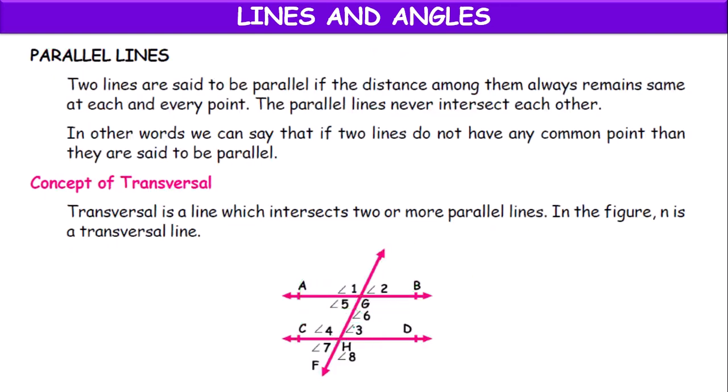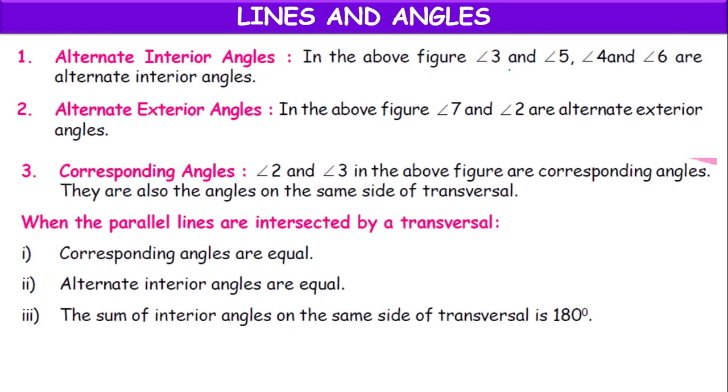So here, 5, 3 and 4, 6 are alternate angles, alternate interior angles lying on the opposite sides of the transversal. They are called alternate interior angles. 3, 5, 4, 6 are alternate interior angles. If the lines are parallel, they are equal to one another. If the lines are not parallel, they are not equal.